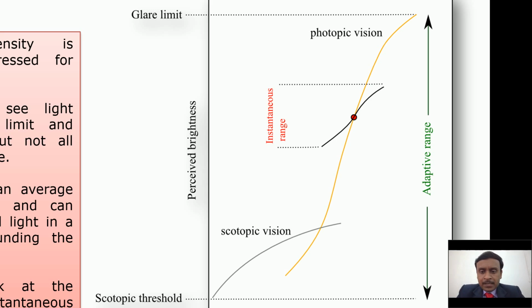There happens an interesting phenomenon in the human eye which is called brightness adaptation. If we see the perceived brightness on the y-axis and the log of actual intensities on the x-axis, then the range of scotopic vision is on the lower side, while the range of photopic vision or color vision lies from the top to the maximum at the bottom side. So this is called the adaptive range of perceived brightness.